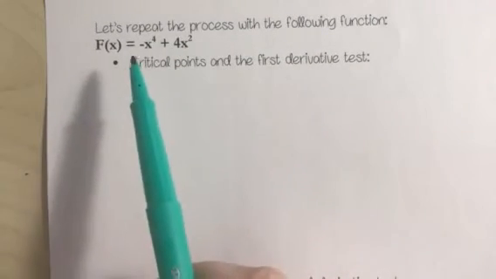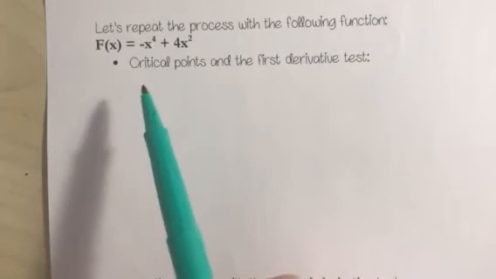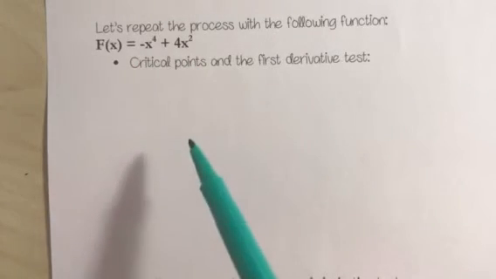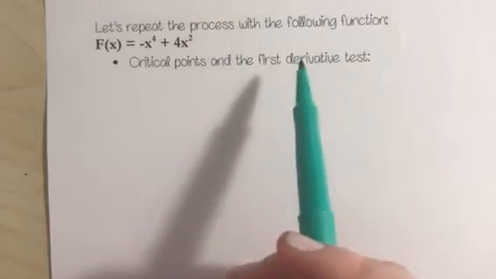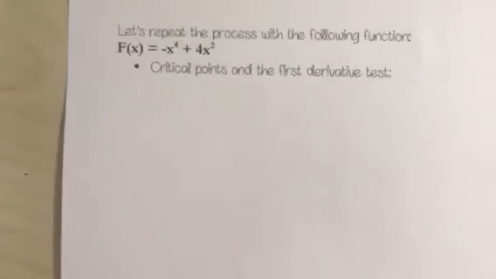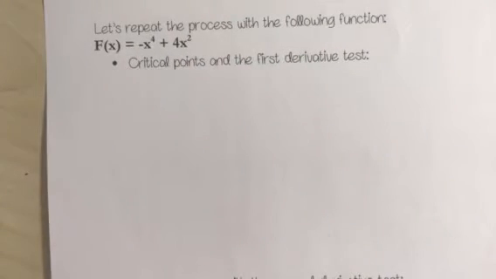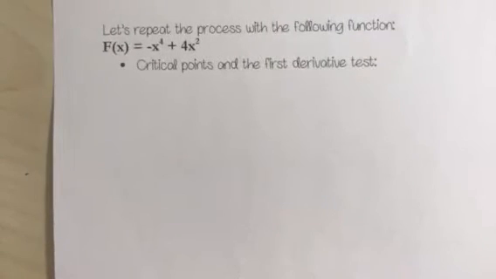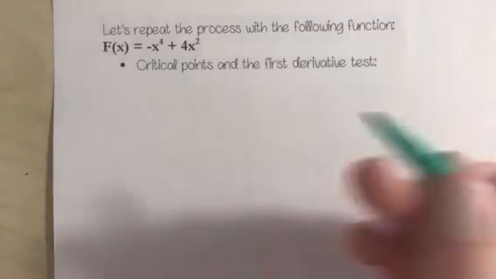So here I'm given a quartic function instead of a cubic function like we were given in the previous problems. So instead of using the first derivative to find the extrema, let's go ahead and use the first derivative just to find our critical points. And then once we have our critical points, let's find our extrema with the second derivative test.